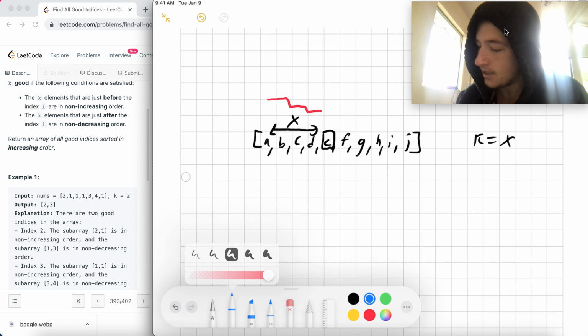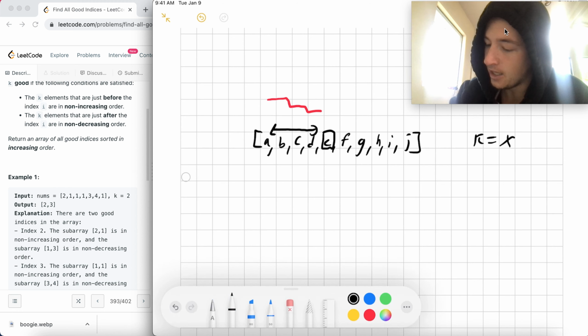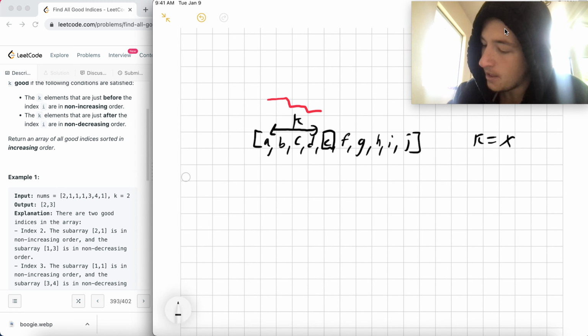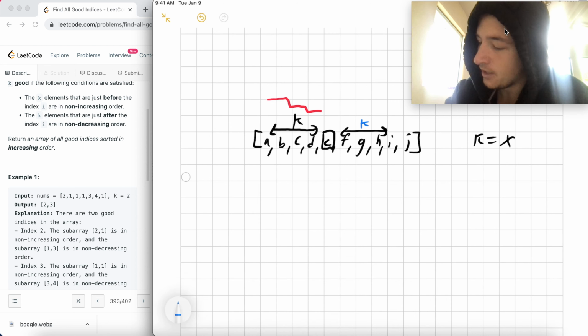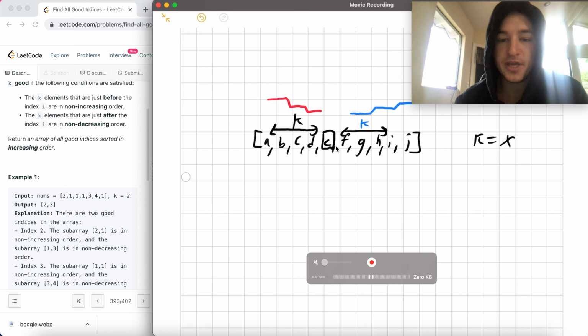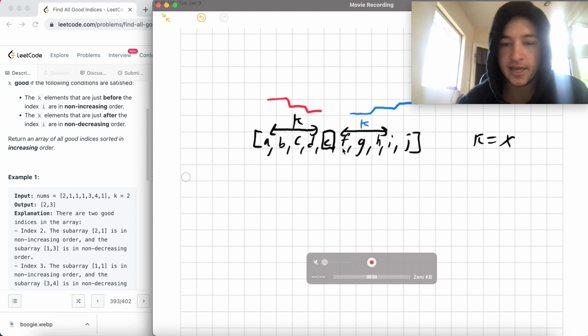Why'd I call it X? Just call it k, that's fine, k is already a variable. So the k elements before are non-increasing, and the k elements after are non-decreasing. That could mean it just never decreases, so it's some sort of stepping stone. And this would be a situation where this is a candidate for the solution.